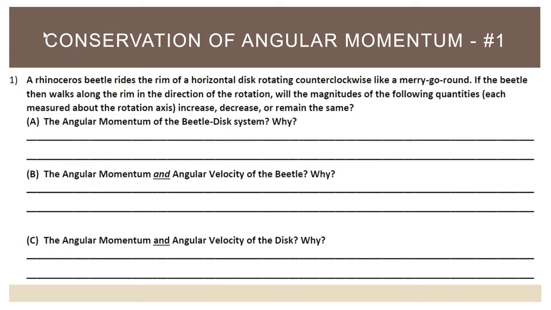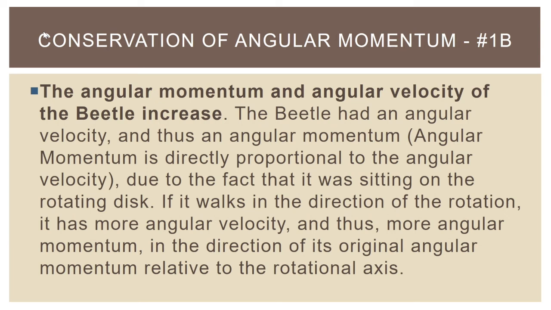All right, that brings us to 1B here. Let's talk about that one first. The angular momentum and the angular velocity of the beetle will increase. Think about it. The beetle had an angular velocity and thus an angular momentum, and it should be important to note here, the angular momentum is directly proportional to the angular velocity, so they're always in the same direction.